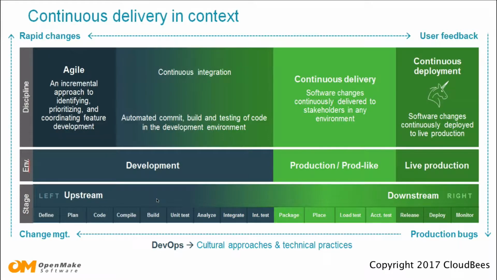In a recent webinar, Brian Dawson from CloudBees pointed out that the real unicorn in the continuous delivery process is the ability to deliver software changes to stakeholders in any environment. And this includes software changes continuously deployed to production. Let's go ahead and take a look at our continuous delivery process.